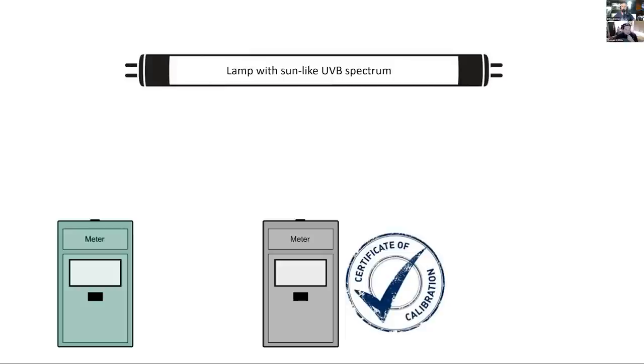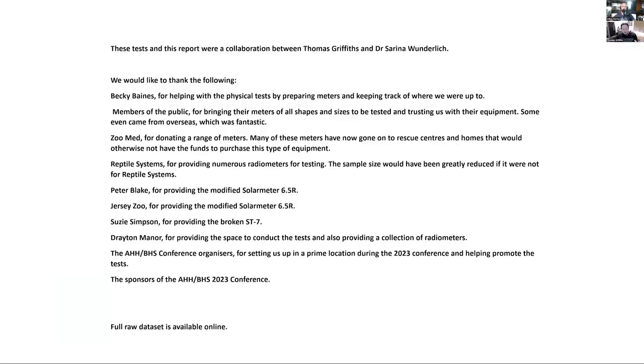So we decided to do a test, and we approached the AHH, the Advancing Herpetological Husbandry guys, for the AHH BHS 2023 conference. We asked, can we use some space to do a test? Of course they said yes, that'd be great. Citizen science is wonderful. They set us up with this amazing space, and we tested a bunch of meters. It wouldn't be appropriate to go any further without listing everyone and saying thanks. I'm not going to list them all verbally, but you can see them on screen.